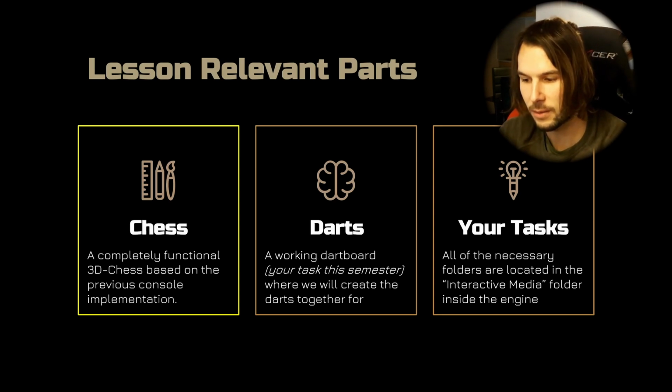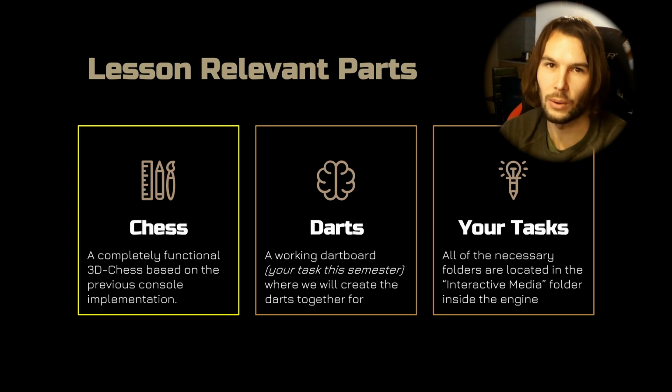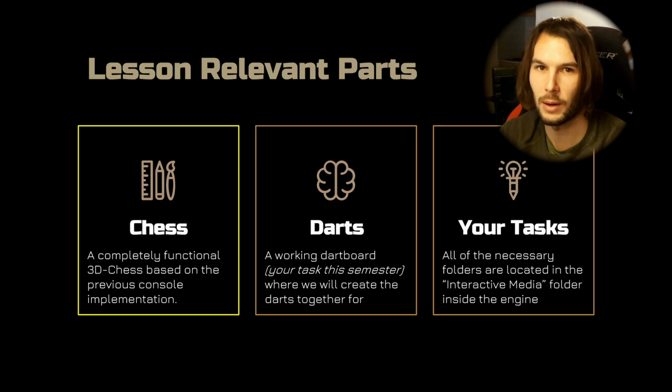Then we have darts, which will be a working dartboard. That's your task in the semester, but we will create the darts together, so you actually only have to check the collision and then determine which part of the board got hit. So maybe you got 20 points or 5 points. That's the part you can decide on.